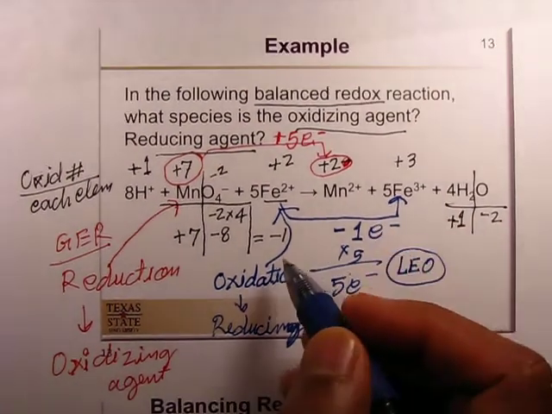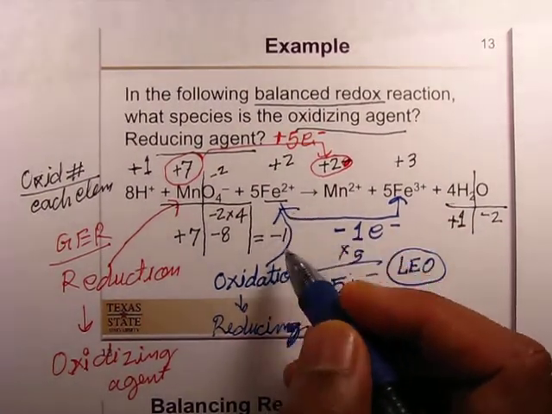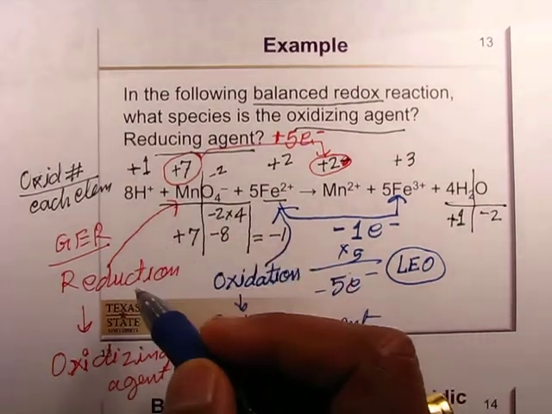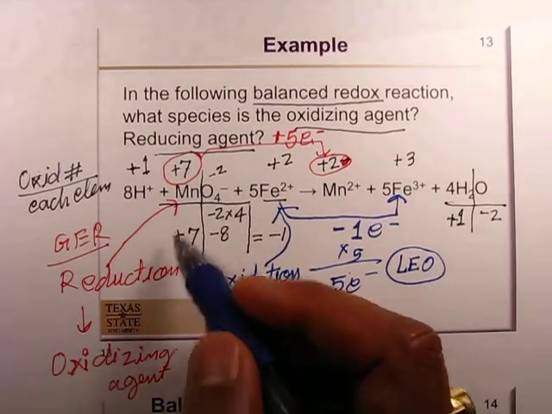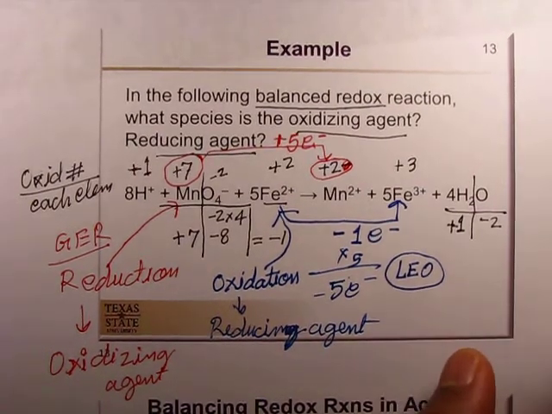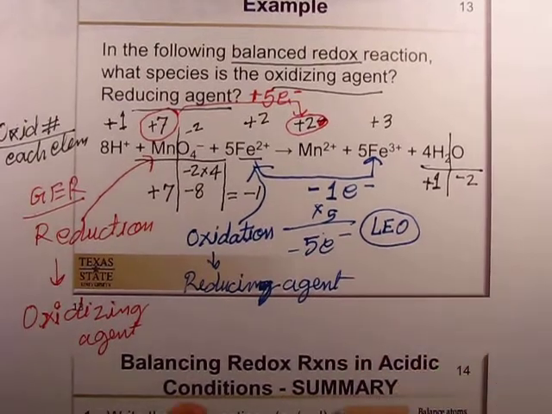The species which oxidizes is called the reducing agent, and the species which reduces, where reduction happens, is called the oxidizing agent. So this was one example. In the next video we will study balancing redox reactions in acidic condition.